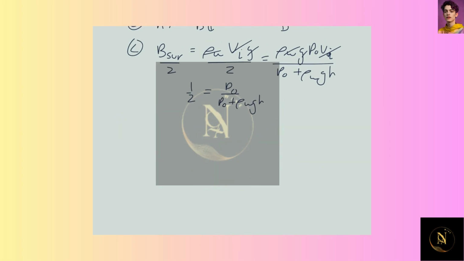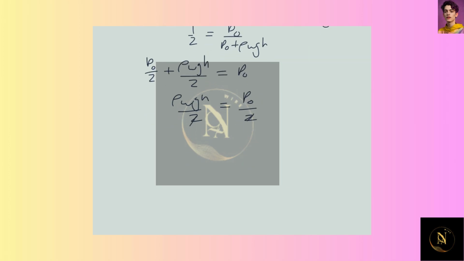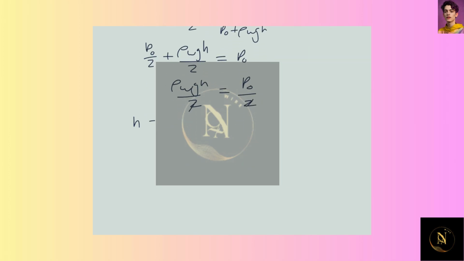Multiply each side by P naught plus rho W g h and get P naught over 2 plus rho W g h over 2 is equal to P naught. So rho W g h over 2 is equal to P naught over 2. The 2's will cancel out. And you should find that h is equal to P naught over rho W g.